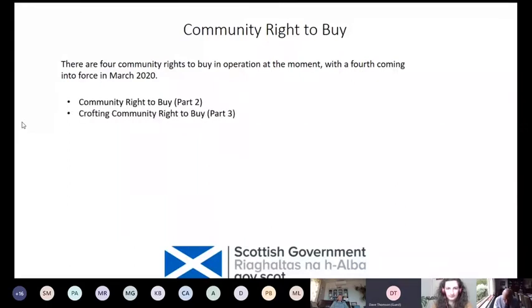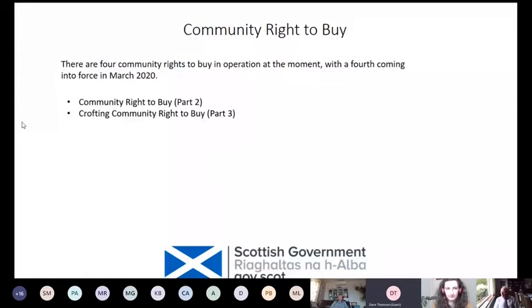At the same time, the Crofting Community Right to Buy came in, which is Part 3. Now, I'm not going to touch on that one today, but if anybody does want to know more about that, they can feel free to get in touch, and contact details will be at the end of the presentation, and I'm sure Community Land Scotland will provide them for you if need be. That is a compulsory purchase, but obviously only referring to croftland.